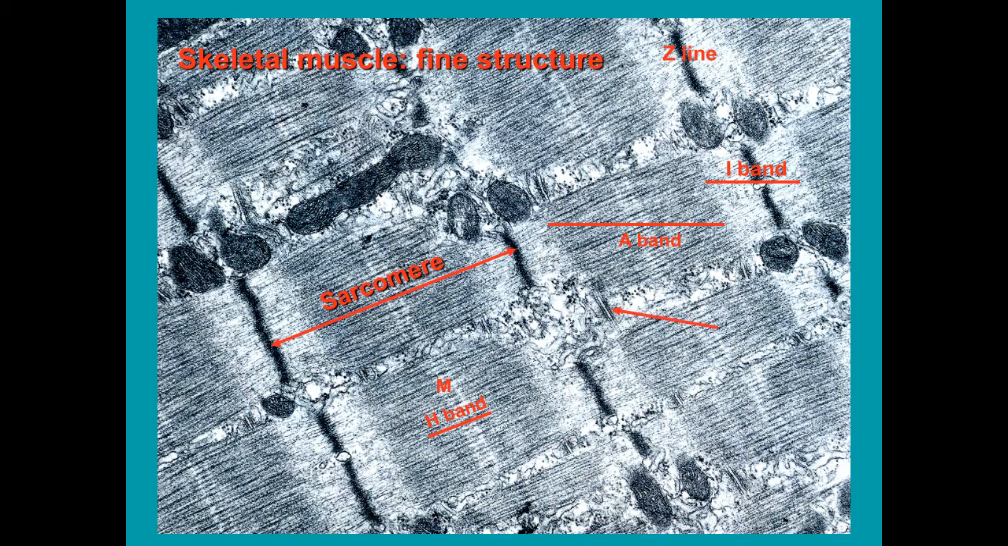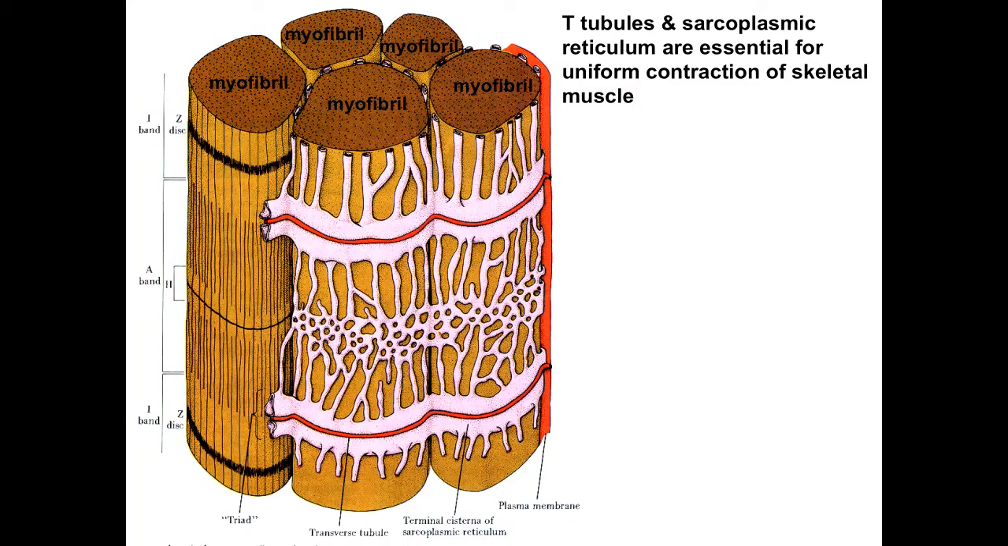There are also structures that I'm pointing at here and here. These structures contribute to or make up what's called the T tubules or the transverse tubules. And we're going to look at those right now. The T tubules and the sarcoplasmic reticulum are essential for uniform contraction of a skeletal muscle cell.